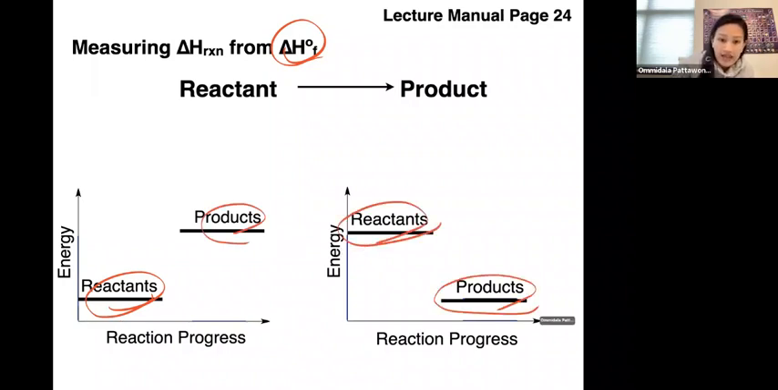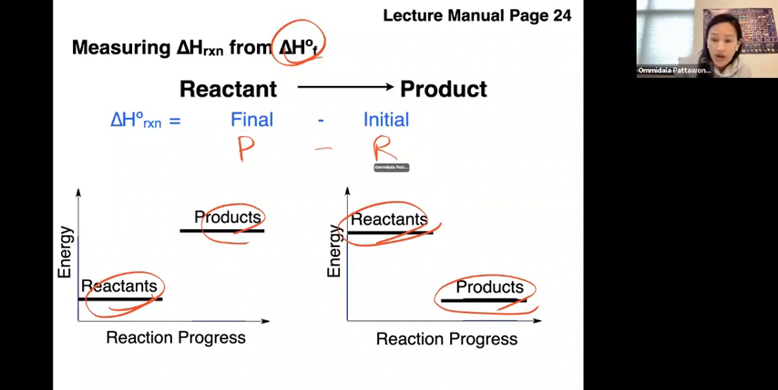Either way, the change is always going to be final minus initial. So you're always going to set up product minus reactant. It doesn't matter which one has higher energy or which one is less, it's always final minus initial, where final is the product, right? And the initial is always the reactant, right?